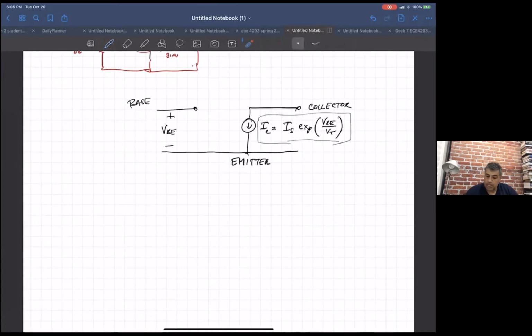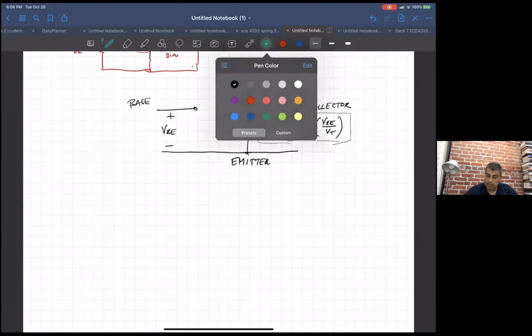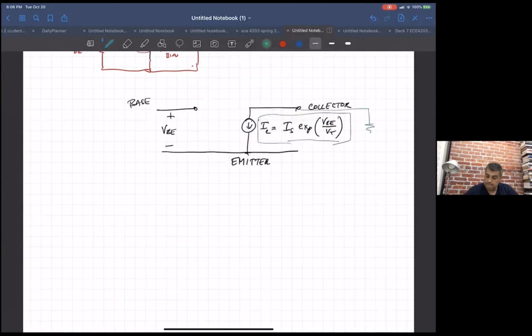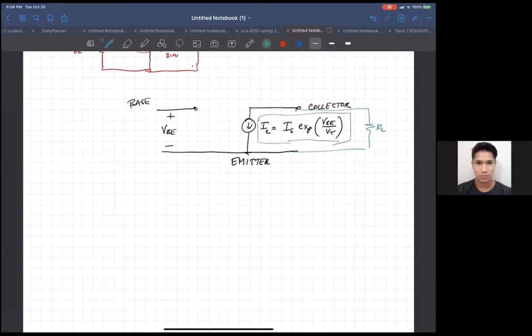Because it's an exponential, once it's biased, a small change in the VBE will give you a very big change in the collector current. Okay, and then if you connect a resistor across this, you get a gain basically for that current. Everybody with me? Yes.